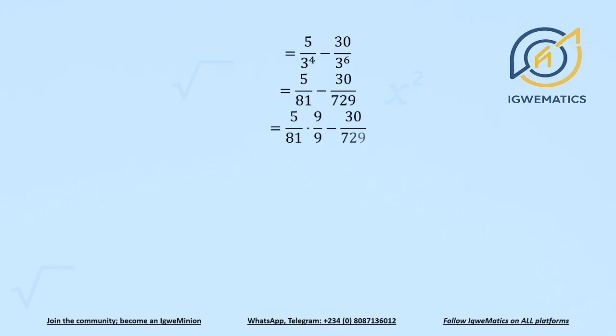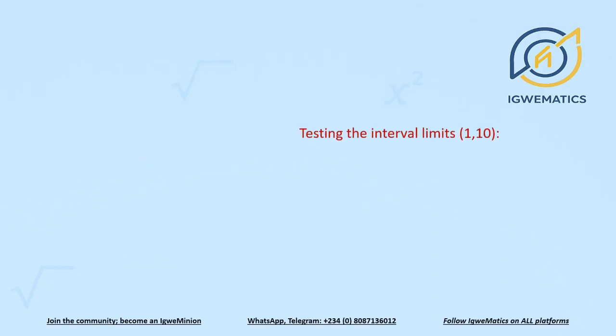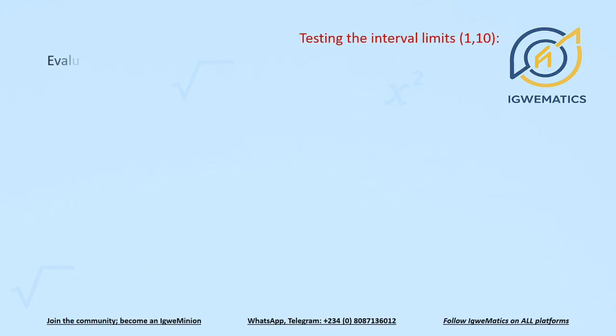Multiply the left hand term by 9 over 9. Simplify now. Then with the same denominator, we can subtract them together. 45 minus 10 is 35 divided by 729. Simplify, and we get 5 divided by 243, which is approximately 0.0206 to four decimal places.